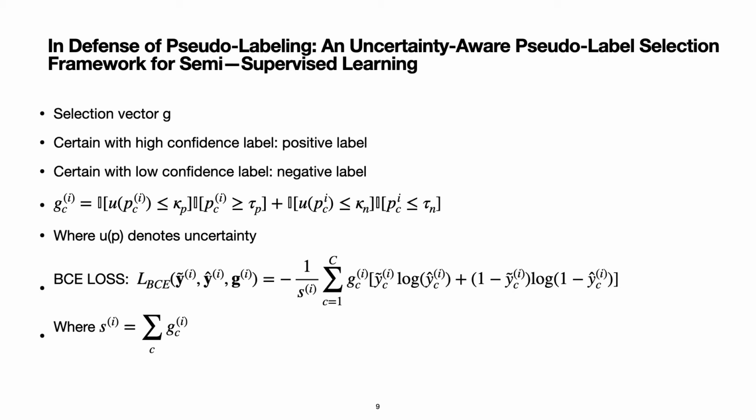To this end, they use uncertainty measure to deal with the poor calibration problem. They modified the selection vector G with uncertainty. The first term denotes certain with high confidence score, which will give a positive label, and the latter term denotes certain with low confidence, which will give a negative label. The binary cross entropy loss used in this pseudo-label is defined on the last second line.